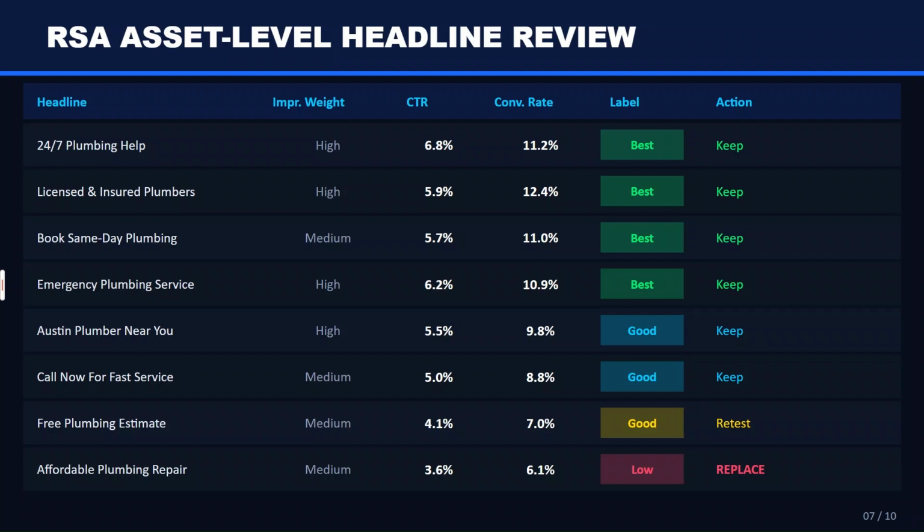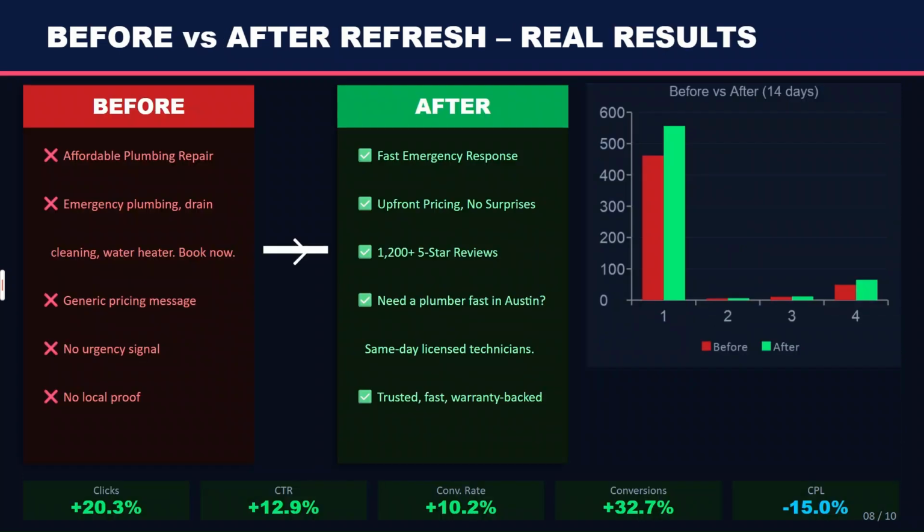This is the ad copy replace decision. You do not need to rewrite everything. Just remove what is labeled Low and replace it with something smarter. Okay, this is the part everyone wants to see. What actually happens when you do a proper ad copy replace? Let me show you before and after from the Austin plumbing campaign.